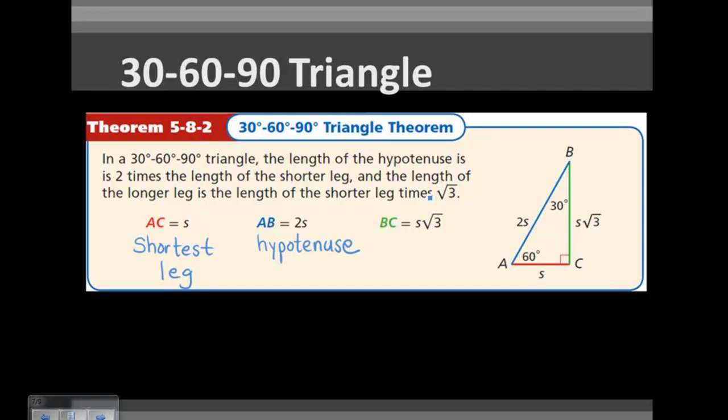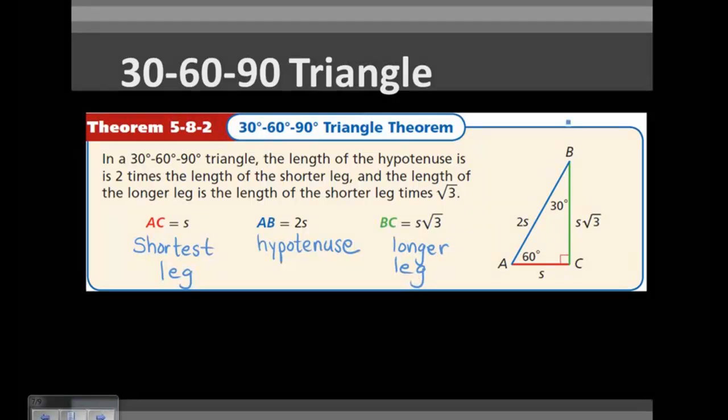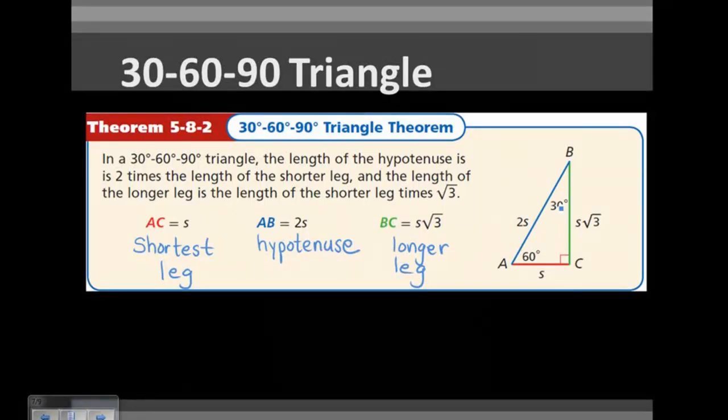And then here, we have the other leg, and as we just showed on the previous slide, the other leg is equal to the shorter leg times the square root of 3. So this is the longer leg. Okay, and you can see it in this diagram here as well. Again, the shortest leg across from the 30, the longer leg across from the 60, and the hypotenuse is 2s.